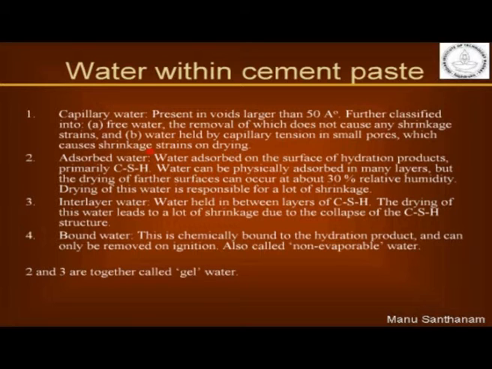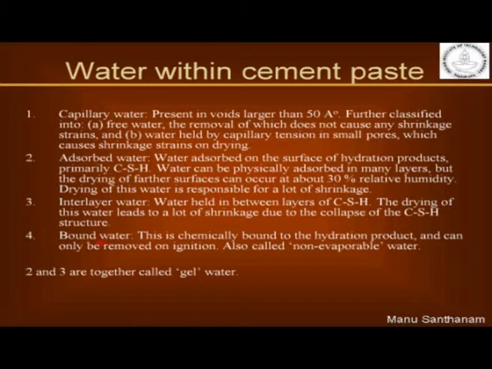Again, when I tell you the structure of CSH, this will become much clearer. So adsorbed water is water that is physically adsorbed on the surface of the CSH particles, and interlayer water is the water that is trapped between layers of CSH. So when you are trying to dry the concrete and pull out this water, it's going to cause a major collapse of the structure, which leads to a very high level of shrinkage in the system.